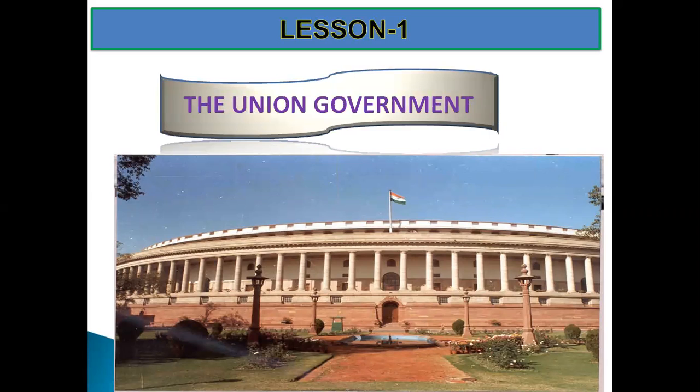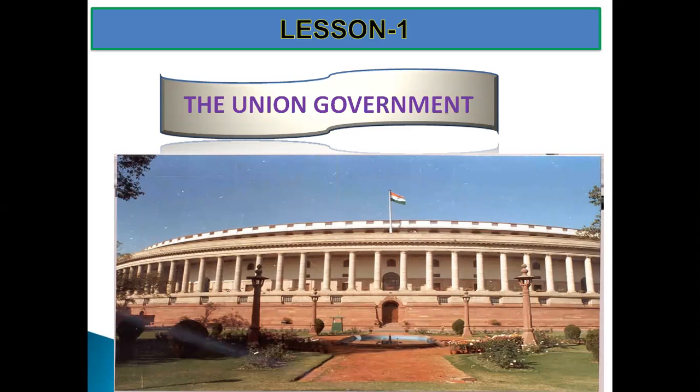Today we are going to study the political science second chapter, the union government. Under Article 79, it gives the overall information about the union government. According to the Constitution of India, the government is divided into three branches: legislative, executive, and judiciary.